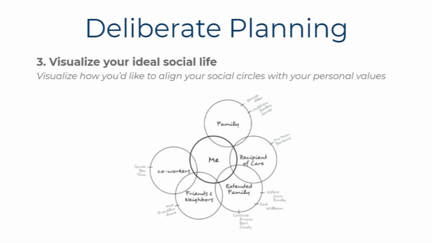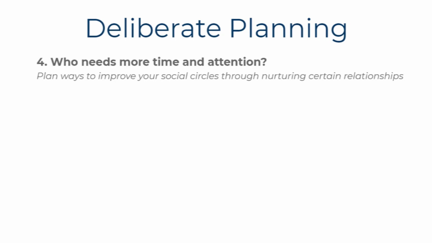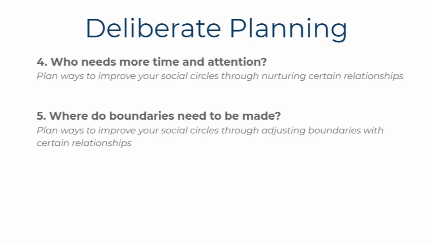Steps 4 and 5 in this activity will be covered as we complete the next 2 lessons in this chapter, but we will introduce them here. Step 4 is for you to look at your diagram and see who needs more time and attention. In the next lesson, we will explore ways that you can nurture certain relationships. And step 5 is for you to look at where boundaries need to be made or adjusted.